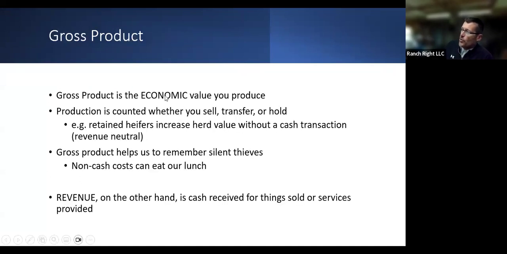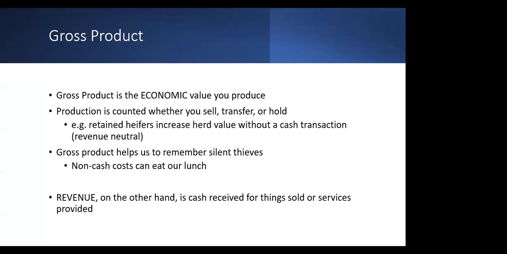As I said, gross product is the economic value you produce. That value is counted whether you sell it, whether you transfer it internally, or whether you just hold on to it. I love to use the example of retained heifers. When I add heifers to my herd, I increase the value of my herd, but I create no cash transaction, so there's no revenue that goes with that. Hence the difference with the bank account, for example.